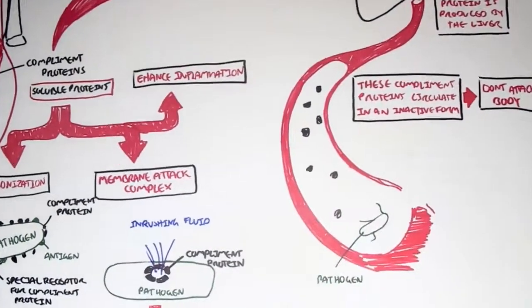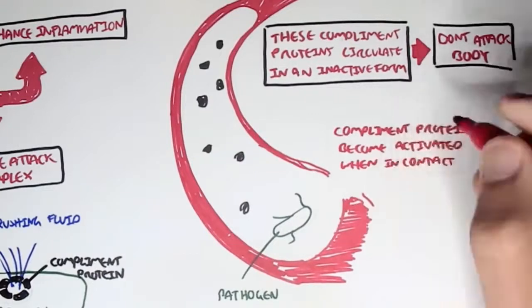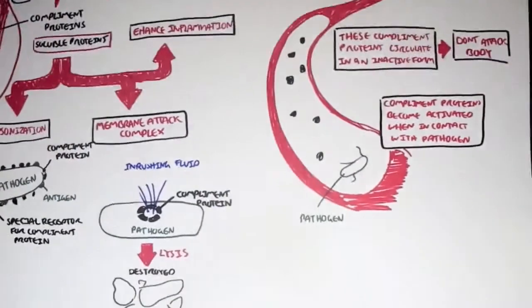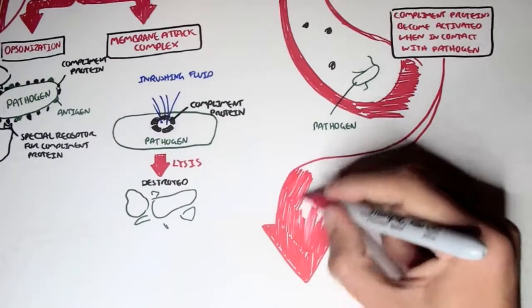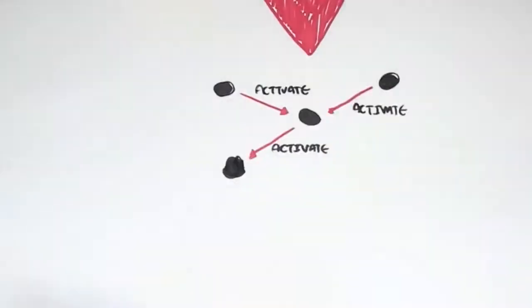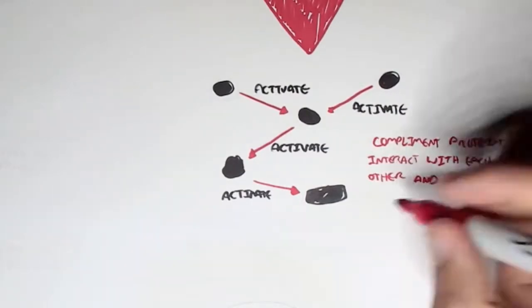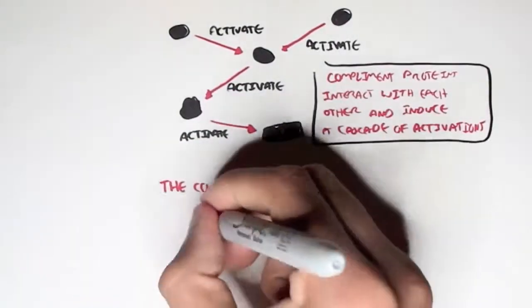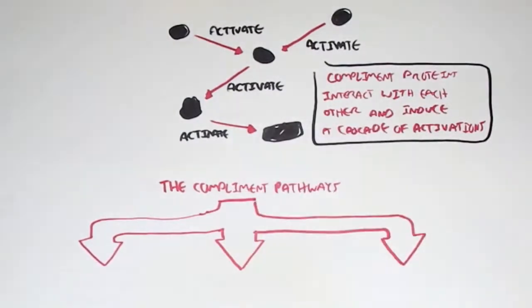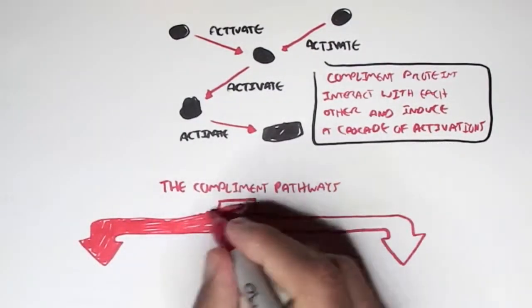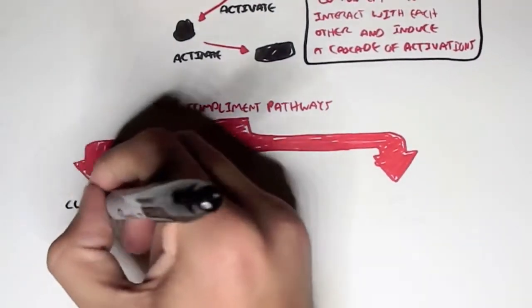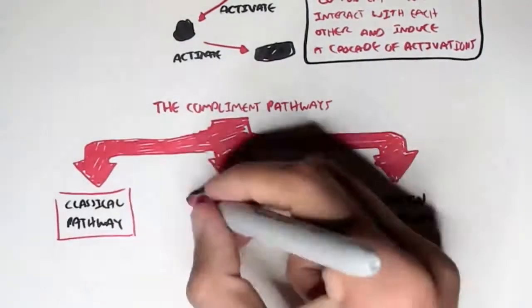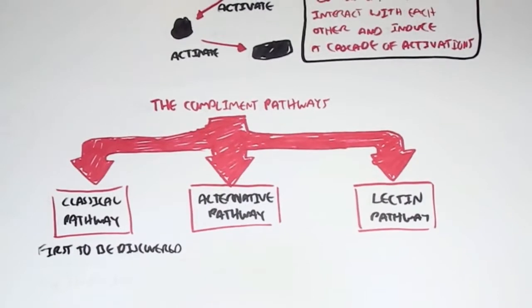And when the complement proteins are activated, they will then opsonize, create a membrane attack complex on the pathogen, and also enhance inflammation. The complement proteins don't actually get activated that easily, because the complement proteins interact with each other and induce a cascade of activation, a complement protein activating another complement protein. And so because of this, there are many complement pathways, because there are many ways that complement proteins can activate each other. And these complement pathways are the classical pathway, the alternative pathway, and the lectin pathway. The classical pathway was the first to be discovered.